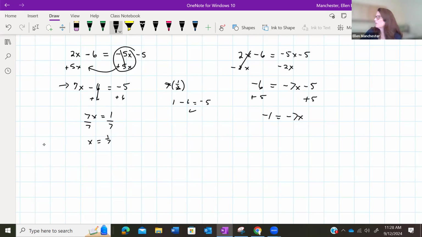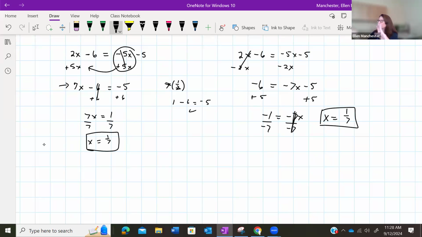Why do I want to divide by this -7? Yeah, because I want the x by itself. So notice I'm not dividing by x, I'm dividing by the number in front of the x. And so -1 over -7, x equals 1/7. I get the exact same answer. It just depends on how you want to move across the equal sign, right? I have always just moved my x's to the left because then I know I'm going to have that two-step equation, okay? All right, so that's the basics.